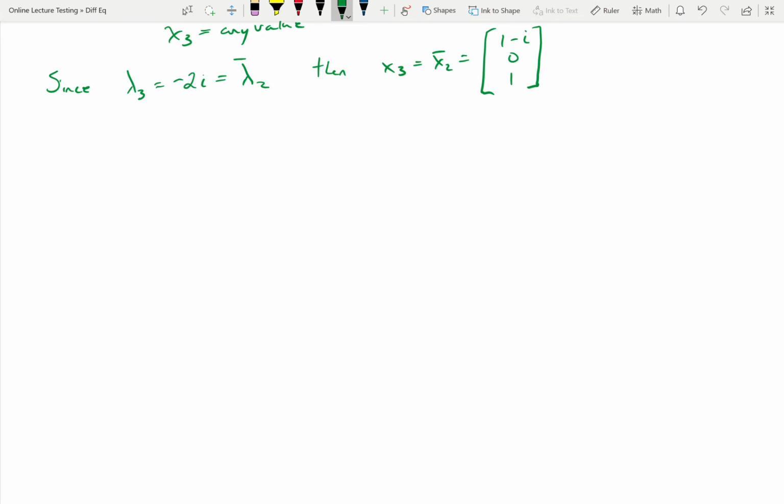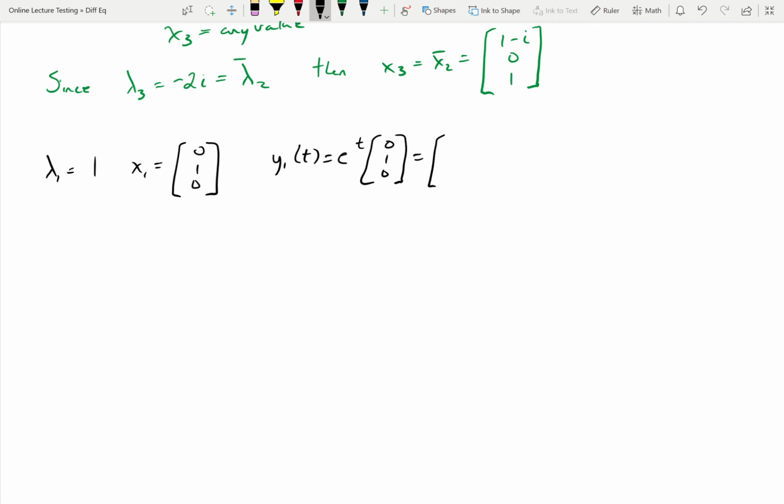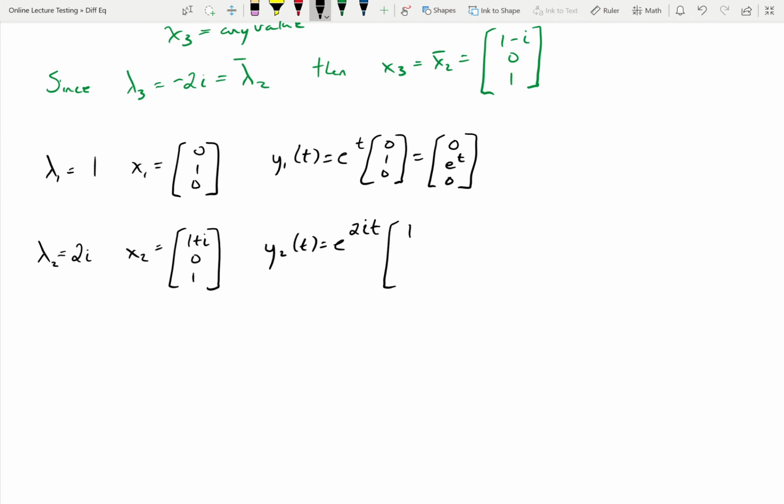All right. So again, on our findings, we found that lambda 1 was equal to 1, x1 was equal to [0, 1, 0]. So that means y1 of t is equal to e to the t times [0, 1, 0]. Or another way to write that is [0, e to the t, 0]. Okay, lambda 2 was equal to 2i, and its x, I'm going to put a subscript 2 on here, was [1 plus i, 0, 1], which means y2 of t is equal to e to the 2i t times [1 plus i, 0, 1]. Well, using Euler's formula, I'm going to rewrite this. So I'm going to get cosine of 2t plus i sine of 2t times our eigenvector of [1 plus i, 0, 1].